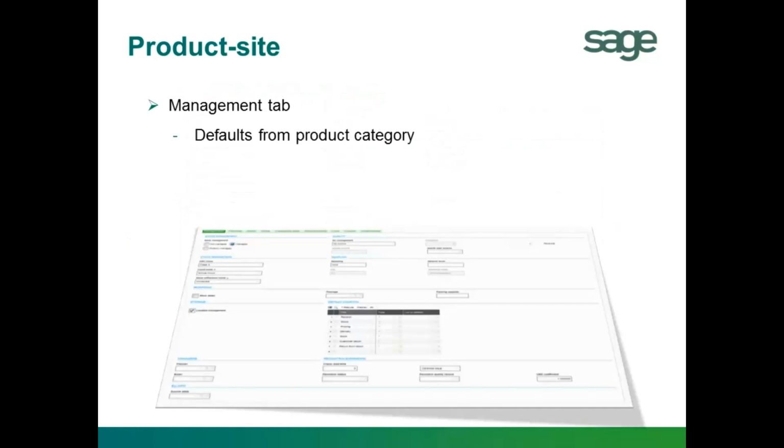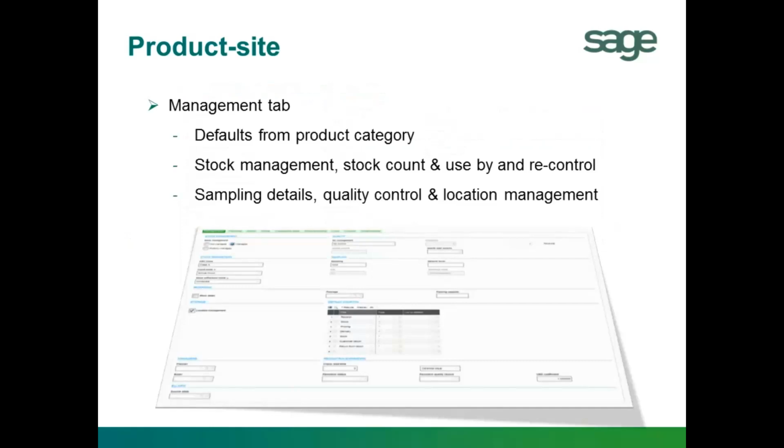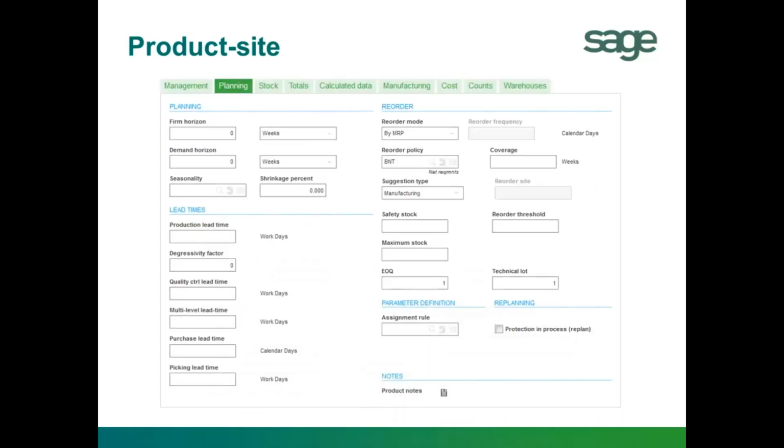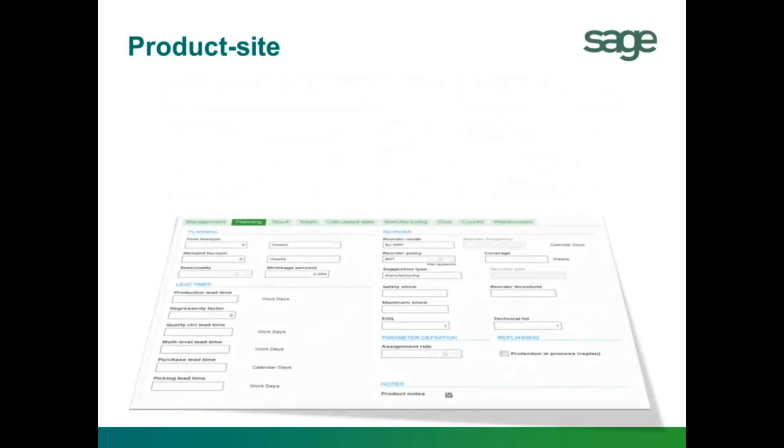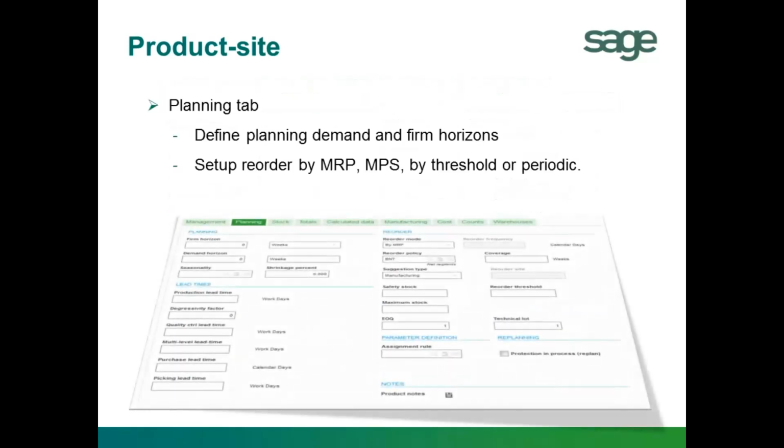You then define your management tab, where most of the defaults come from the product category. However, these can be modified, including stock management, stock count, management of use by and recontrol, sampling mode details, quality control, and location management. Then there's a planning tab. In the planning section, this defines the demand and firm horizons for the product. You set up reordering. This indicates whether the product must be reordered by MRP, MPS, the reorder process with threshold, or periodic replenishment. And you define the lead times for production, quality control, purchasing, and picking.